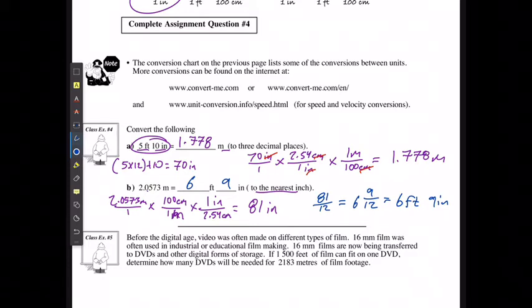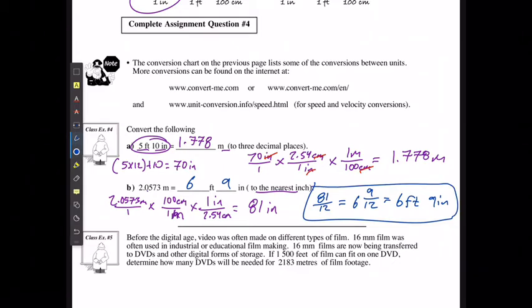Now, if you're struggling with this part, you can do this in multiple steps in your calculator. If I had 81 inches, then I can put in my calculator 81 divided by 12. And in my calculator, I'm going to get 6.75.